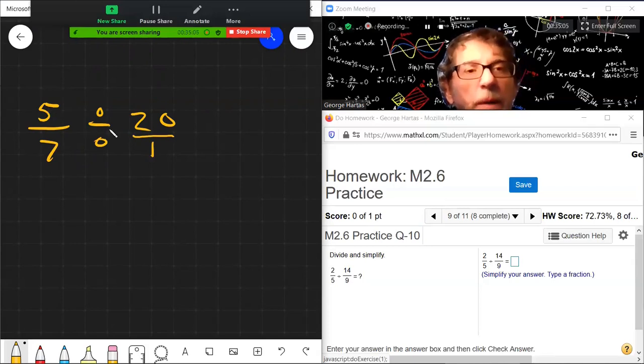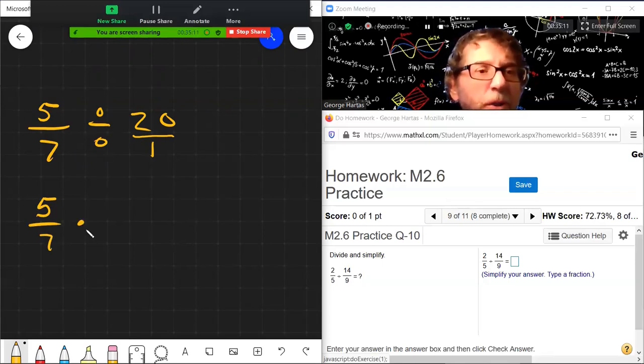Keep, change, flip. So you still keep this. You still change division to multiplication. Now you take the reciprocal of the 20, which is 1/20.